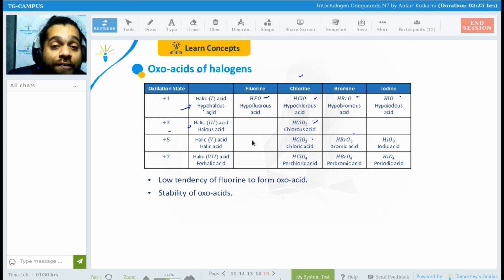Then we have +5, which is called halic. So we had hypohalous, halous, then halic, meaning chloric, bromic, iodic. Then we have +7, which is called perhalic. Again, halic stands for halogen. So perchloric, perbromic, periodic. Is it clear, everyone? Come on, give me yes or no. Is it clear?